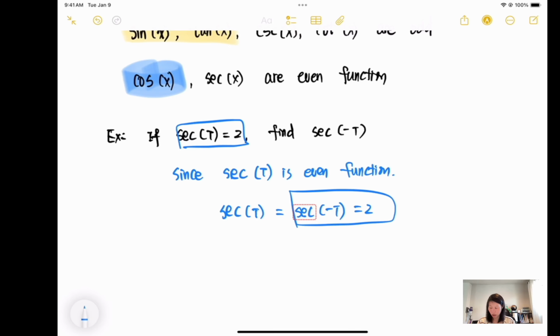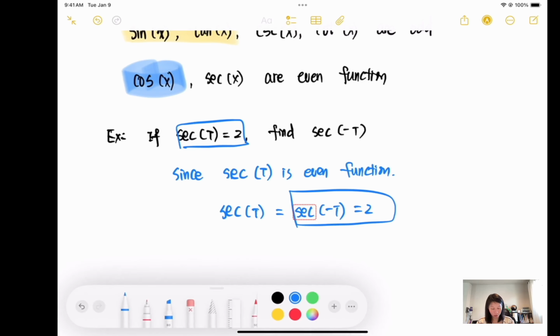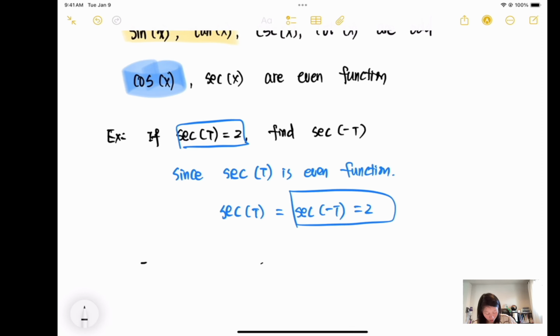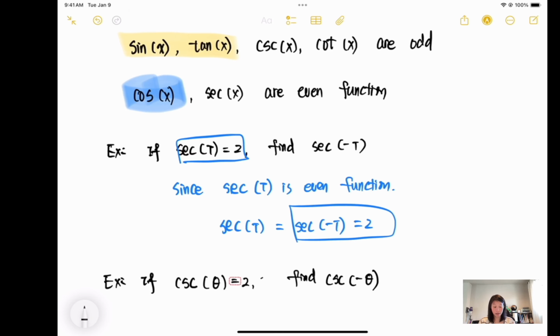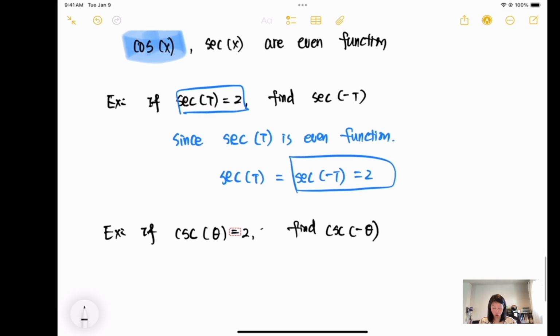Done. Here is another example, the second example. If cosecant theta is equal to 2, I want you to find cosecant negative theta. So our cosecant function is an odd function.